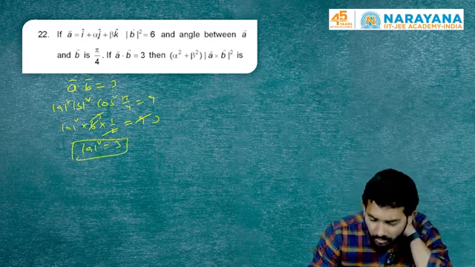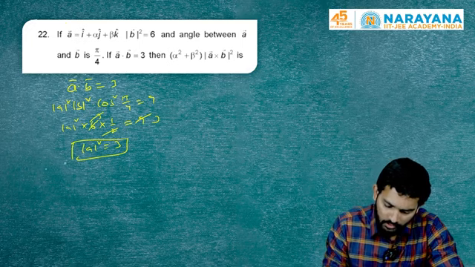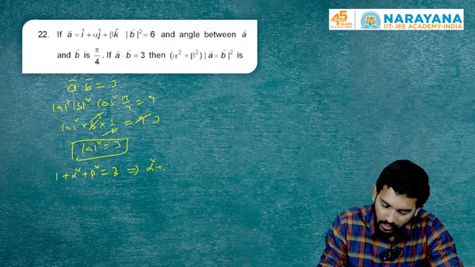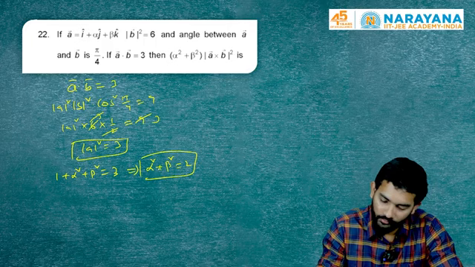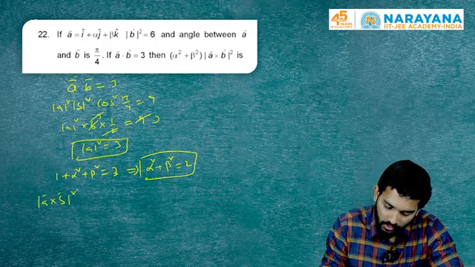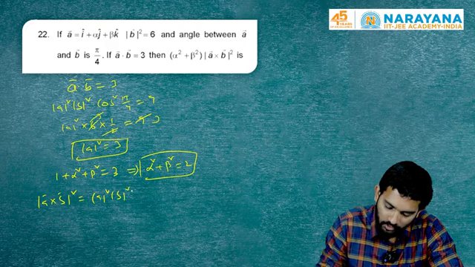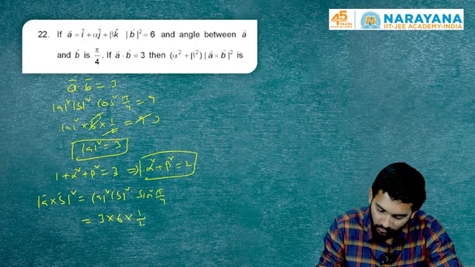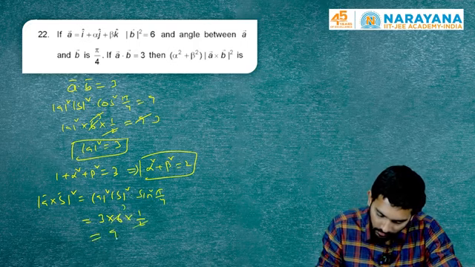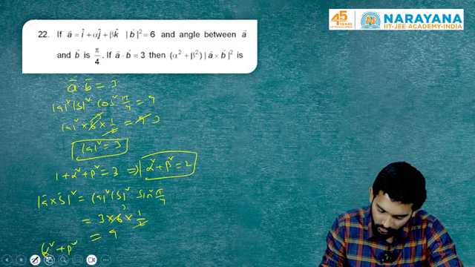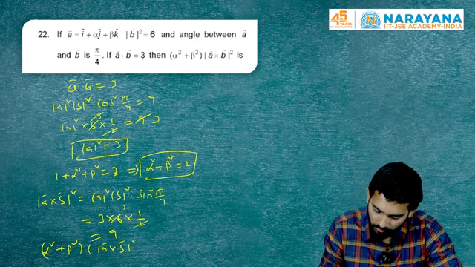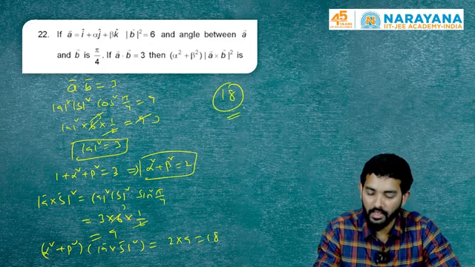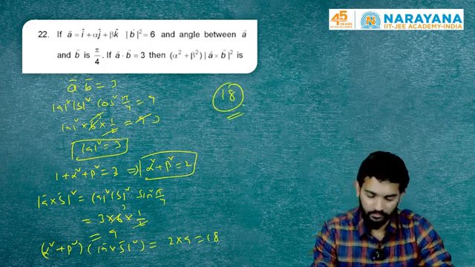Now he is asking alpha square plus beta square. If I take mod a square equal to 3, it means 1 plus alpha square plus beta square equal to 3. So this implies alpha square plus beta square equal to 2. And mod of a bar cross b bar whole square will be mod a square mod b square into sine square pi by 4. Mod a square is 3, mod b square is 6, this is 1 by 2. So 9. So finally alpha square plus beta square into mod of a bar cross b bar square is equal to 2 into 9, which is 18. The answer is 18. A simple vectors question.